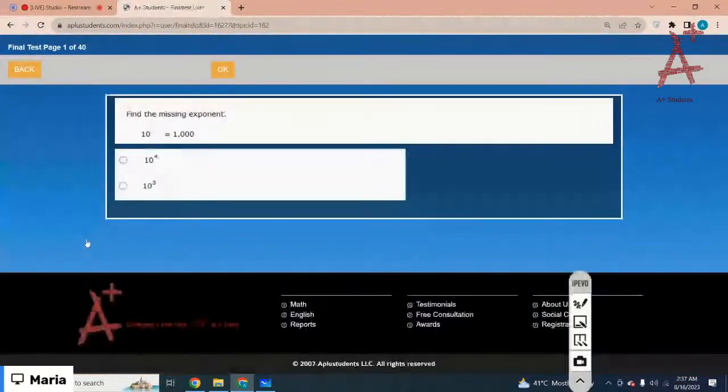Okay, the first one is find the missing exponent. Which is the correct option? Which exponent is missing? You just have to count the number of zeros on the other side. So on the other side, you have 3 zeros. So the correct option is, yes, that would be 10 exponent 3.